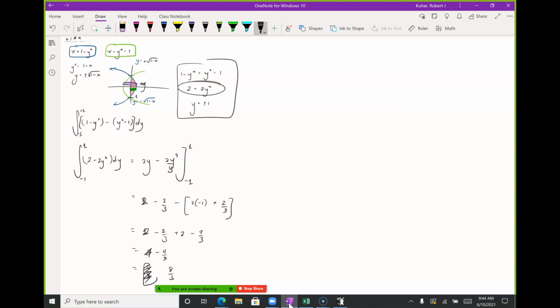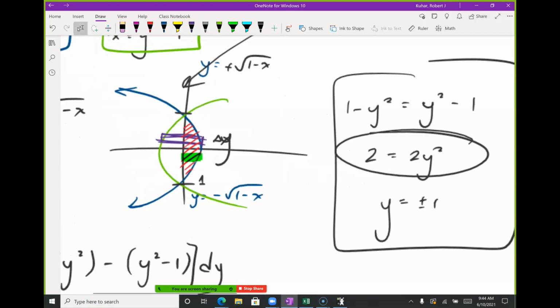I could have seen that I could have done 2 times the integral from -1 to 1 of my blue function, 1 minus y squared, minus that other function, which was x equals what? Sorry, x equals 0, right? So I'm now doing that red area. I'm looking at that green rectangle. Right-hand side of the rectangle is x equals 1 minus y squared. Left-hand side of the rectangle is x equals 0.